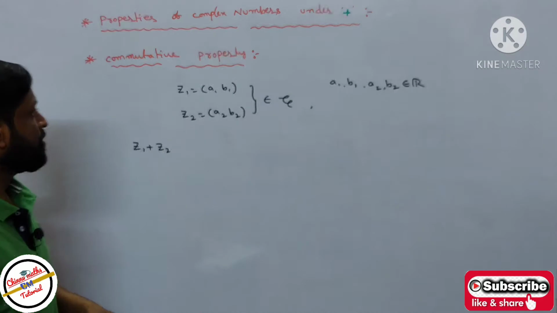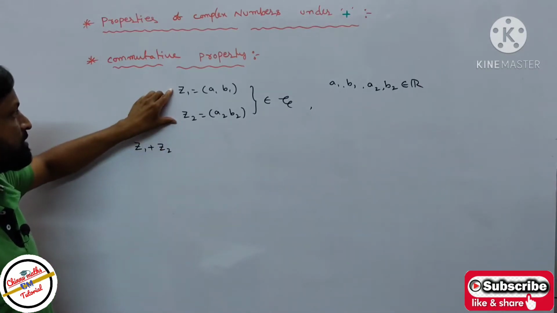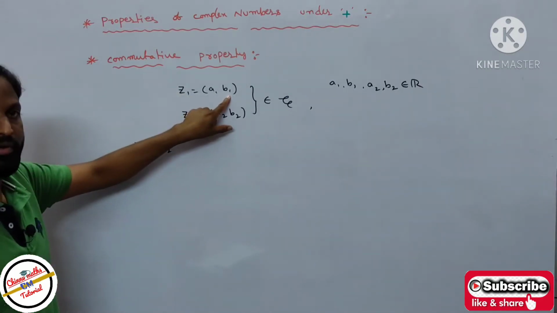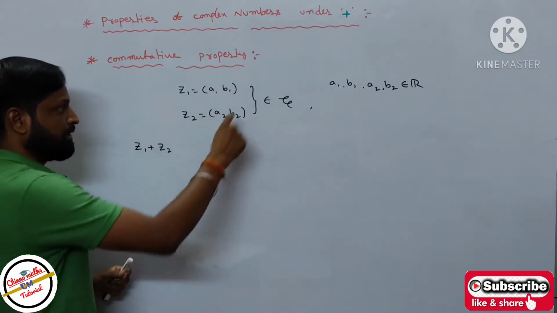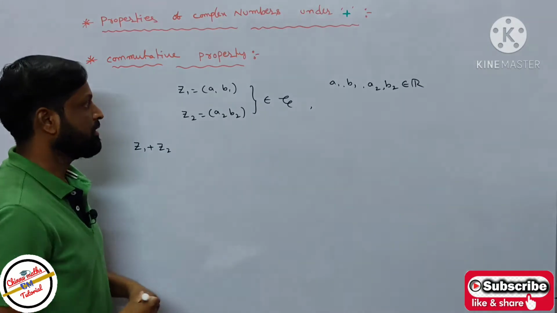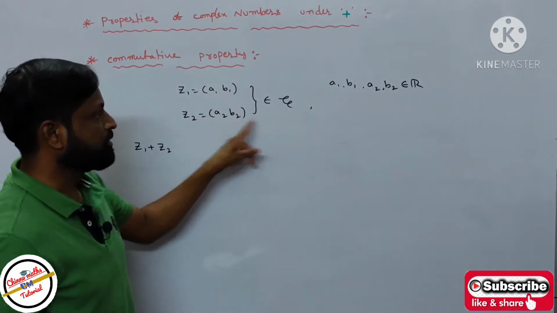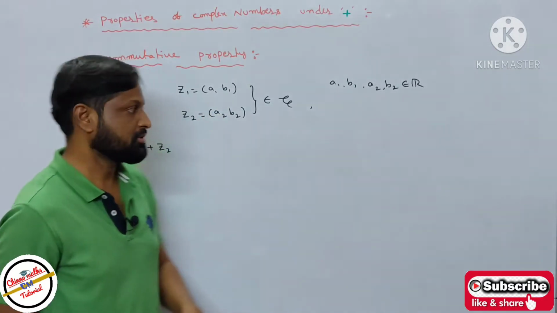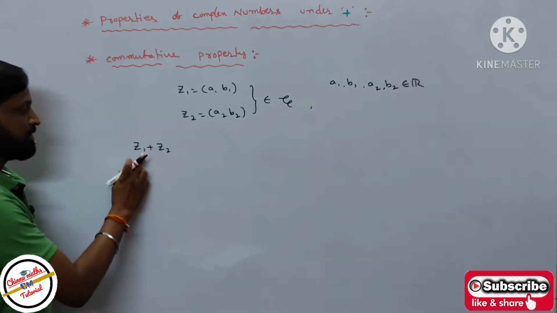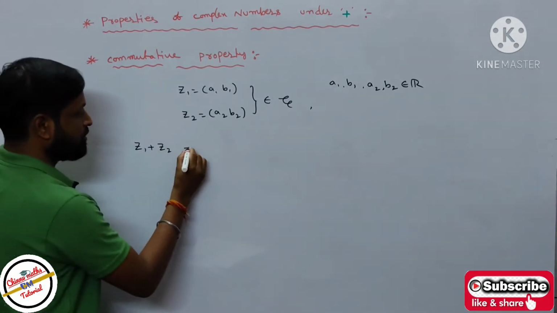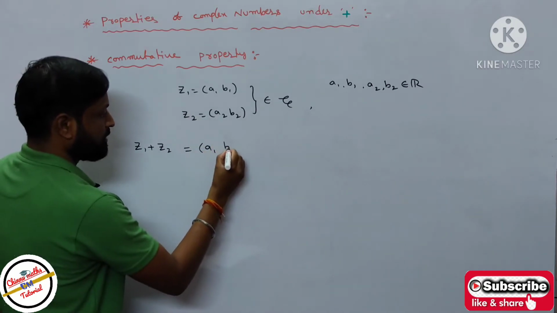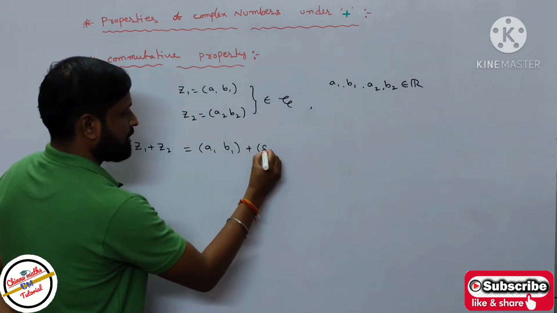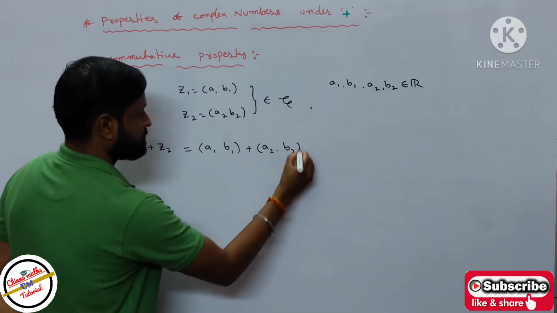Continue the next property, commutative property. So what is the commutative property? I will take two complex numbers, that is z1 equal to (a1, b1), z2 equal to (a2, b2). These are ordered pairs, so they belong to the complex numbers. Here a1, b1, a2, b2 all belong to the real numbers. So what is the commutative property? z1 plus z2 is the addition of two complex numbers. z1 equal to (a1, b1) plus (a2, b2).